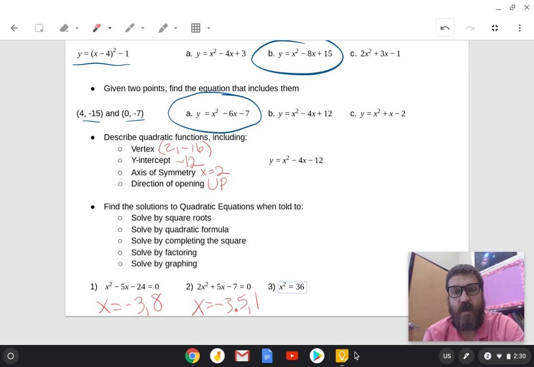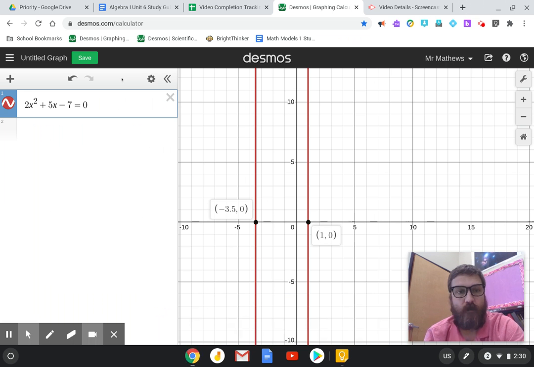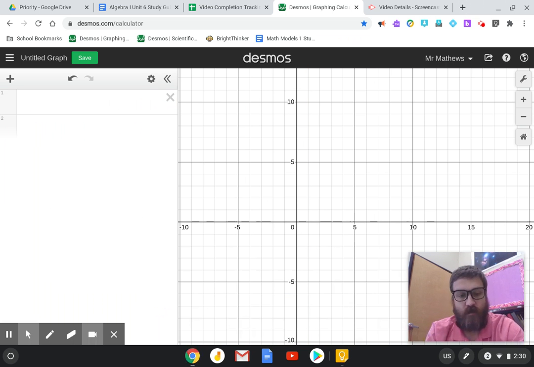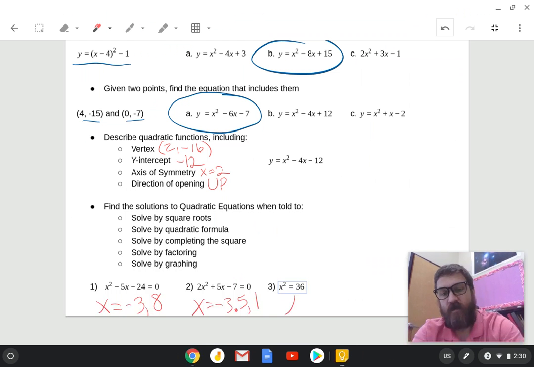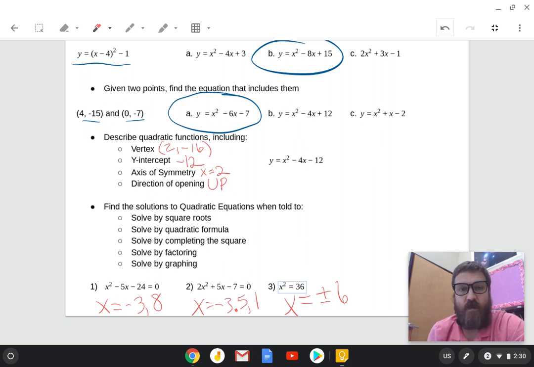And then lastly, x squared equals 36. We have solutions at -6 and 6. X equals plus or minus 6. And believe it or not, that's really it. You can see how heavily you can rely on the graphing to get your solutions to most of these problems. So I would focus on that.